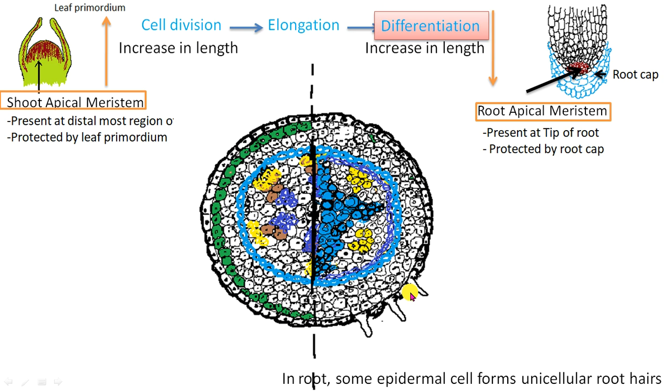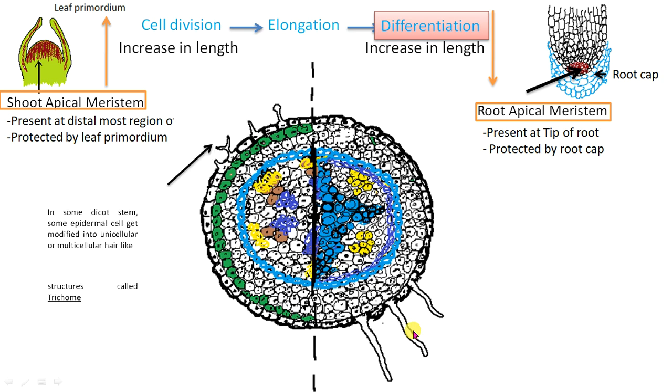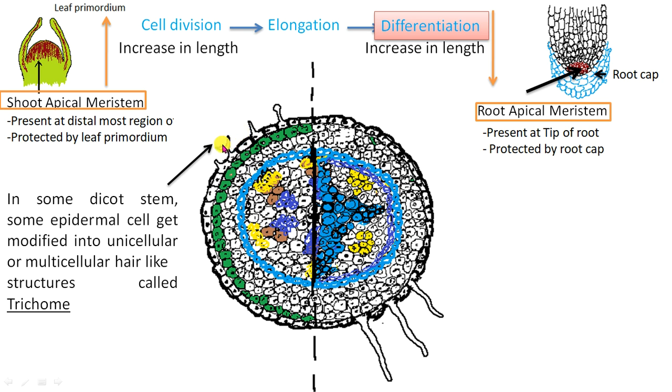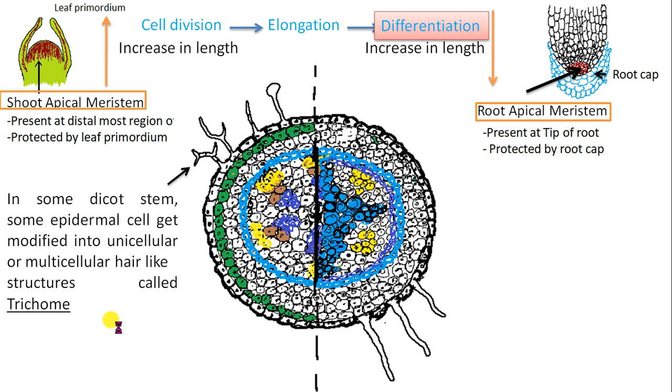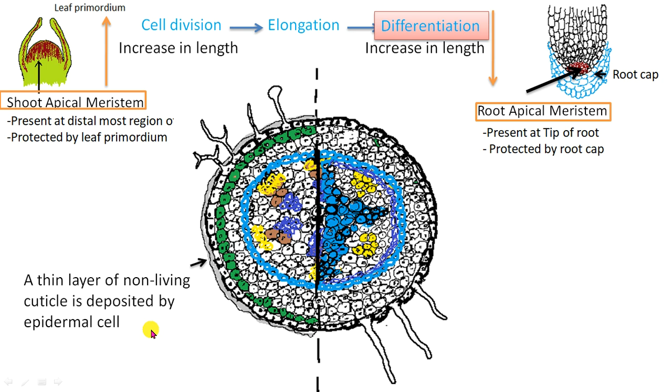The root epidermis or epiblema also forms the root hair. The epidermal cells get modified into unicellular hairs for absorption of water. While in the case of the stem, we see unicellular to multicellular projections from the epidermal cells. Some are glandular. These are called trichomes. The stem of the dicot has a thin cuticle layer, a waxy coating on the surface, while in the case of root, the cuticle is absent.